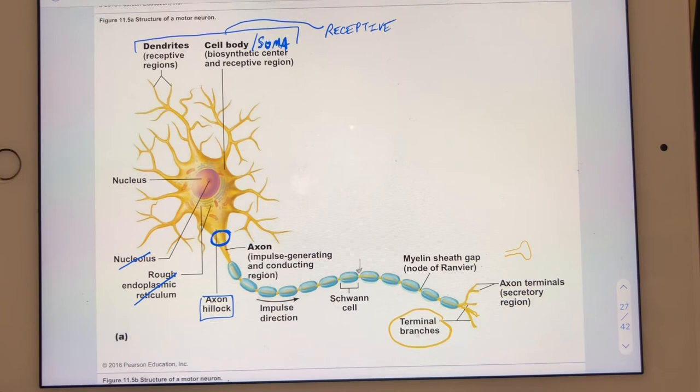Is this a peripheral nervous system neuron or a central nervous system neuron? Well, it's a motor neuron, so automatically it must be peripheral. Sensory and motor are words that belong to the peripheral nervous system, not to the central nervous system.